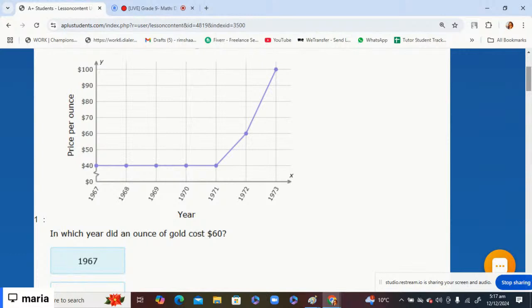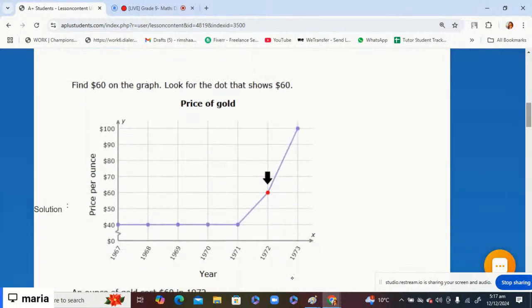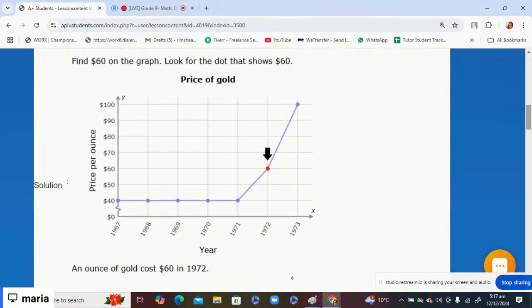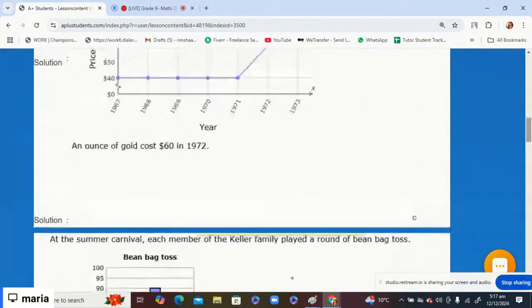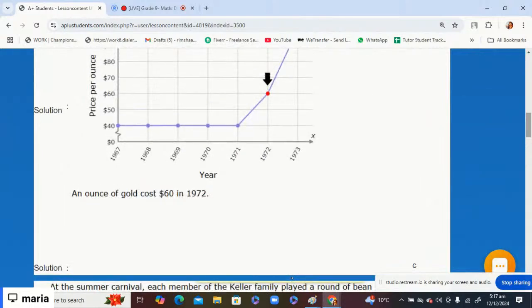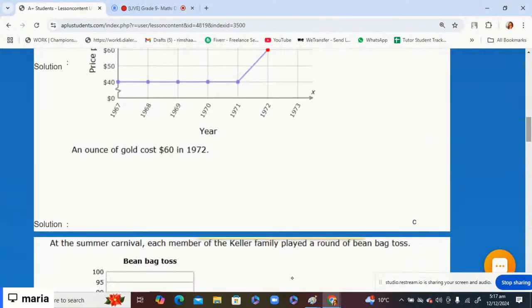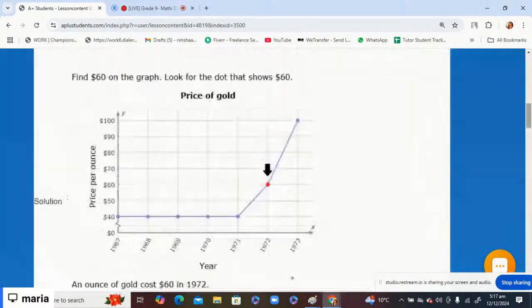Okay. In which year did an ounce of gold cost $60? So we're going to check it out. At which year is it $60? Check. In 1972 it's $60. So we are going to mark this. That's it. $60 in 1972. This is basically the thing we are going to check in this graph.